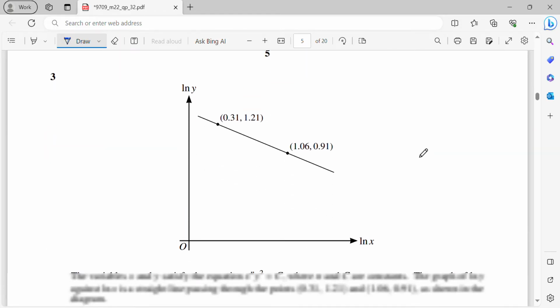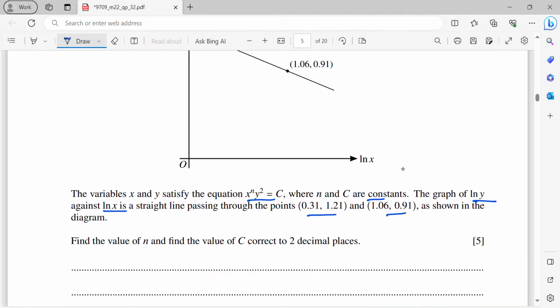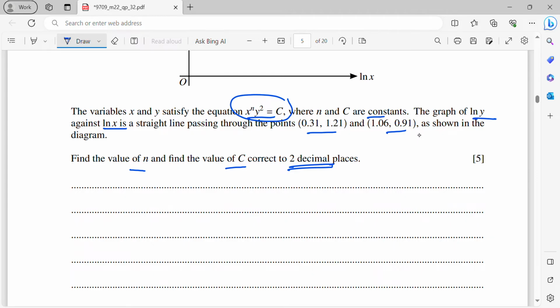Right. Now question 3. The variables x and y satisfy the equation where n and c are constants. The graph of ln y against ln x is a straight line passing through these 2 points, as shown in the diagram. Now find the value of n and find the c correct to 2 decimal places. So I will start with this equation first and take ln both sides, so that ln y against ln x. So I will write x to the power n, y squared equals c. I take ln both sides. So just one ln is allowed.